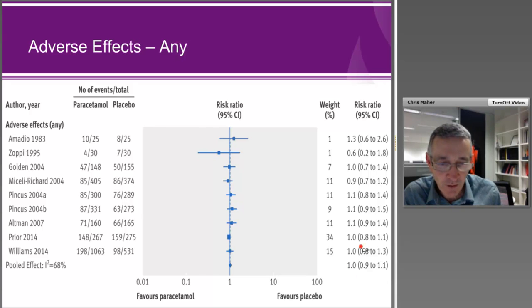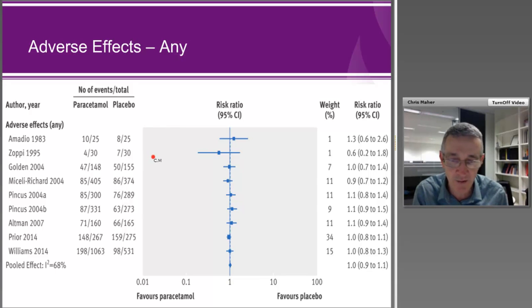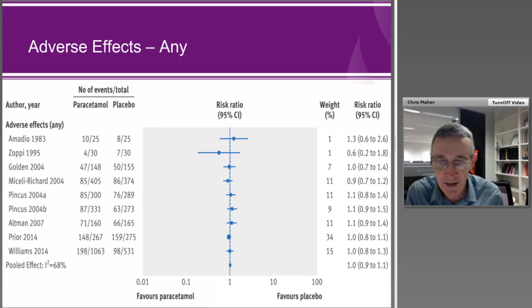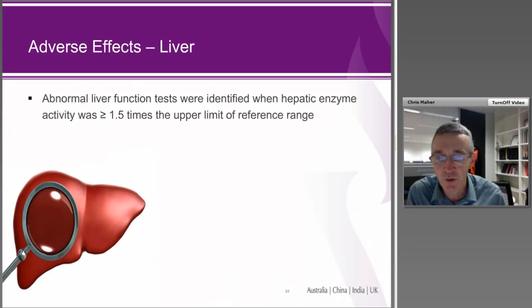We also looked at the issue of adverse events, and so in terms of any adverse event, overall there doesn't seem to be a difference between paracetamol and placebo. So this is the risk ratio, which is about 1, so the risk is no greater in placebo versus paracetamol, looking across all of these trials.